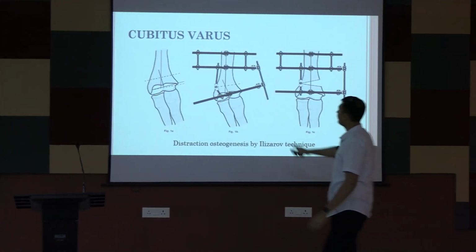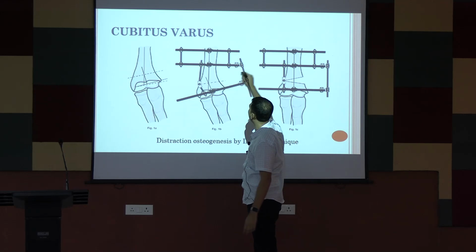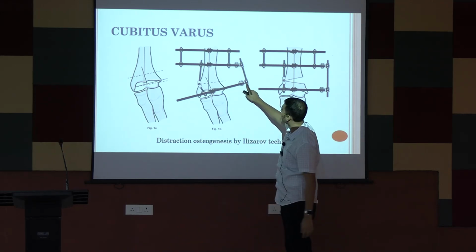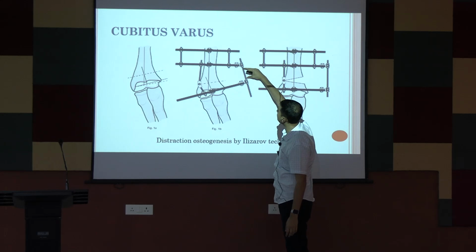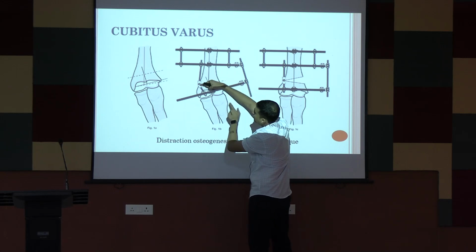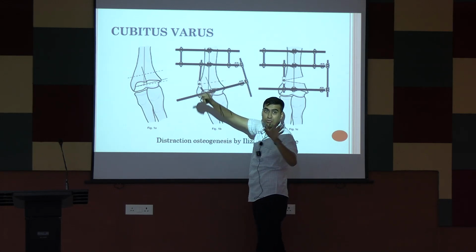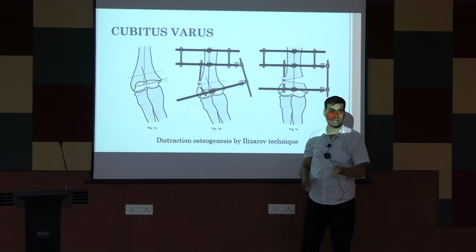So what they have done is put a frame over here, 2 frames just for stability, and this is the hinge. You have to rotate these screws. Once you rotate these screws, this will grow far apart. You have already made a cut, but here you don't remove any bone, because this is Elizarov. Elizarov promotes new bone. This is how you form new bone. You don't take out any bone.